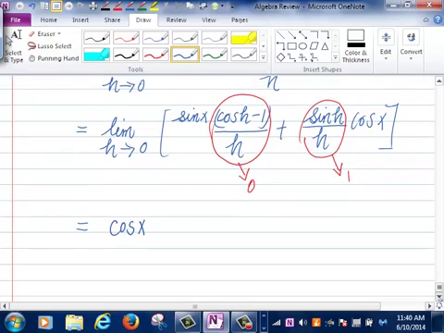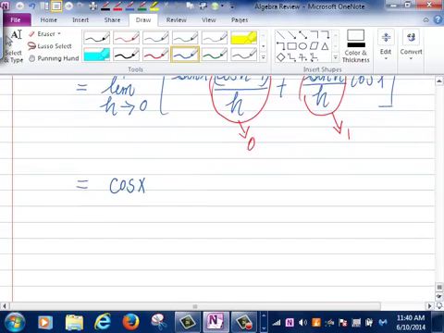Okay, so now what we have found is the following formula, right? We found that the derivative with respect to x of sine x is equal to cosine x. Yes. The derivative of sine x is equal to cosine x.